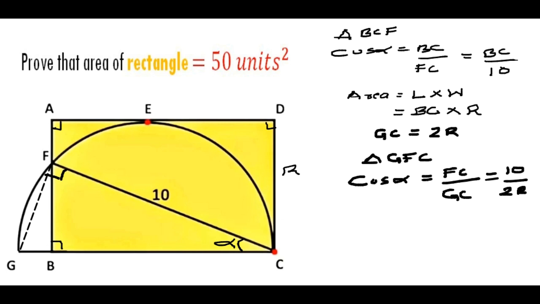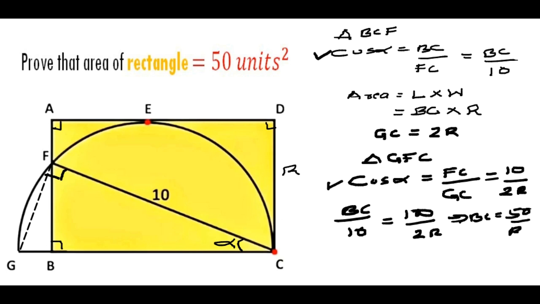Now, when we go back to the area, the other part we found, cos phi, was BC over 10. So we have two equations of cos phi. If we equate the two equations, we will find BC over 10 is equal to 10 over 2R. If you cross multiply, you will get BC to be 10 times 10 divided by 2R, which is 50 over R.